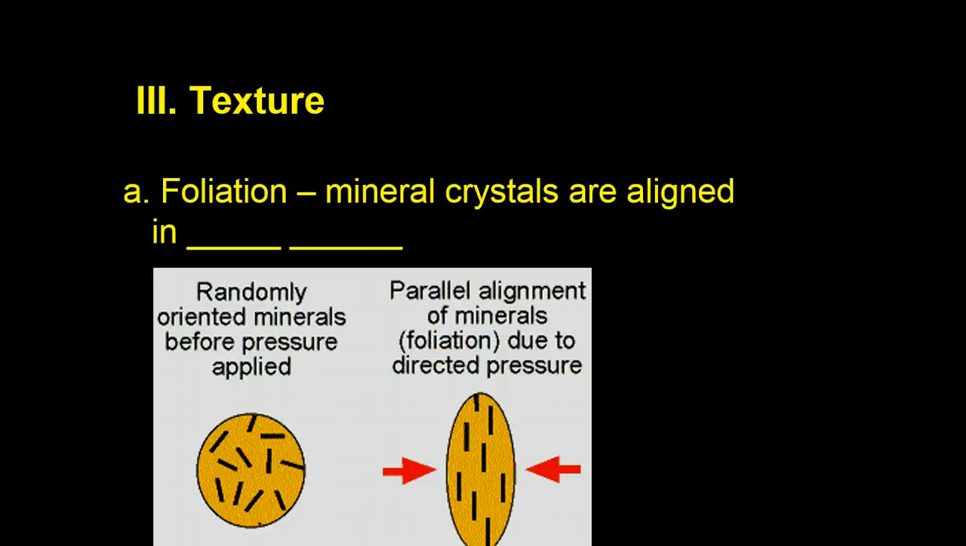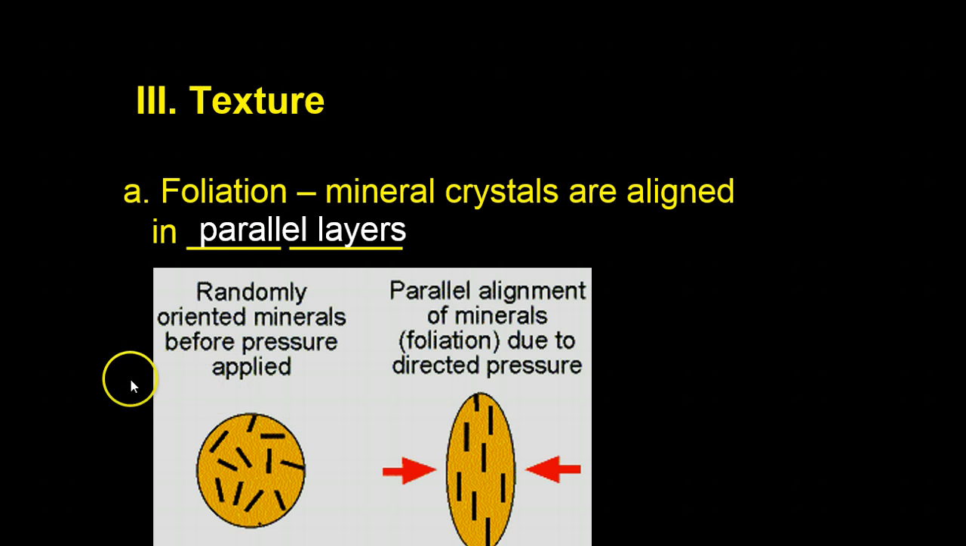There are two textures that we need to be aware of when we talk about metamorphic rocks. Here we have foliation as the first type. Foliation is when the mineral crystals are aligned in parallel layers. And you can see at the bottom of the screen there's a diagram that shows randomly oriented minerals before pressure is applied. That's on the left-hand side right here. Once we have the heat and pressure, it allows the minerals, as you can see, to line up.